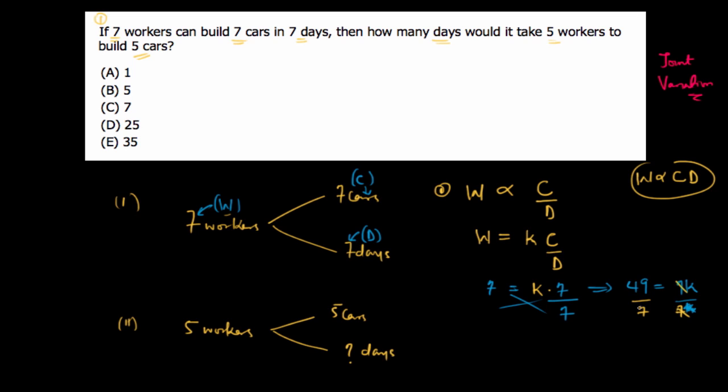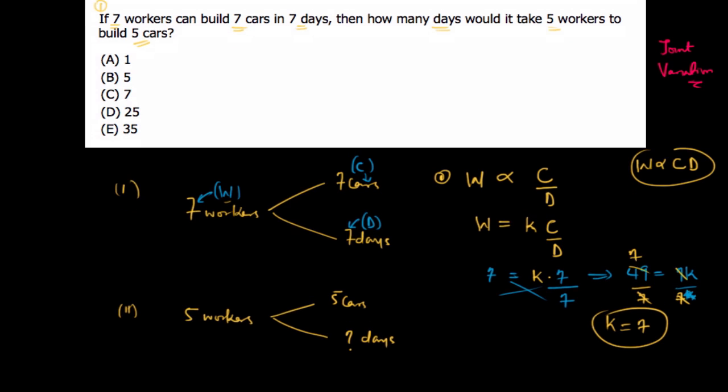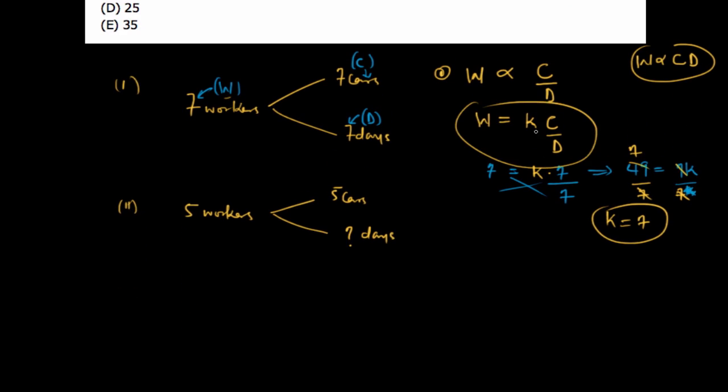So we can find K. 49 divided by 7 gives you 7, so K is equal to 7. I've been able to find my K to be 7, so I can now rewrite my equation as W equals 7C all over D. This equation models the behavior between the workers, the cars, and the days.